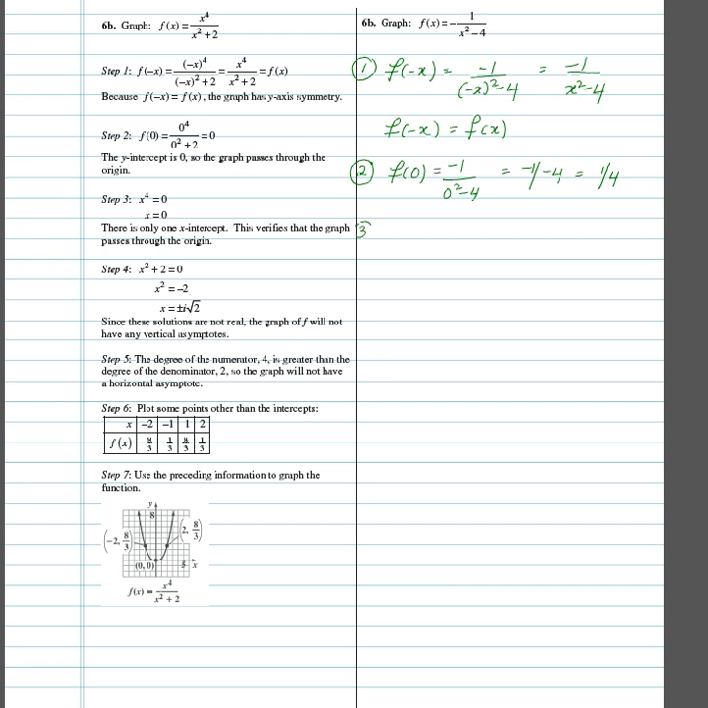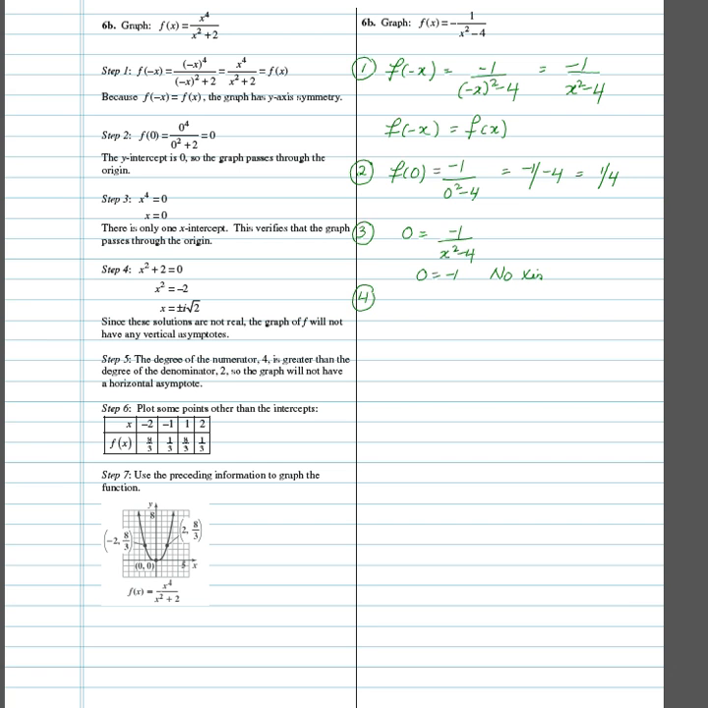My step 3 is to find my x-intercept. How do I find the x-intercept? I set y equal to 0. So 0 is equal to -1/(x² - 4). When I cross multiply, I have 0 is equal to -1. That tells me that I have no x-intercept.